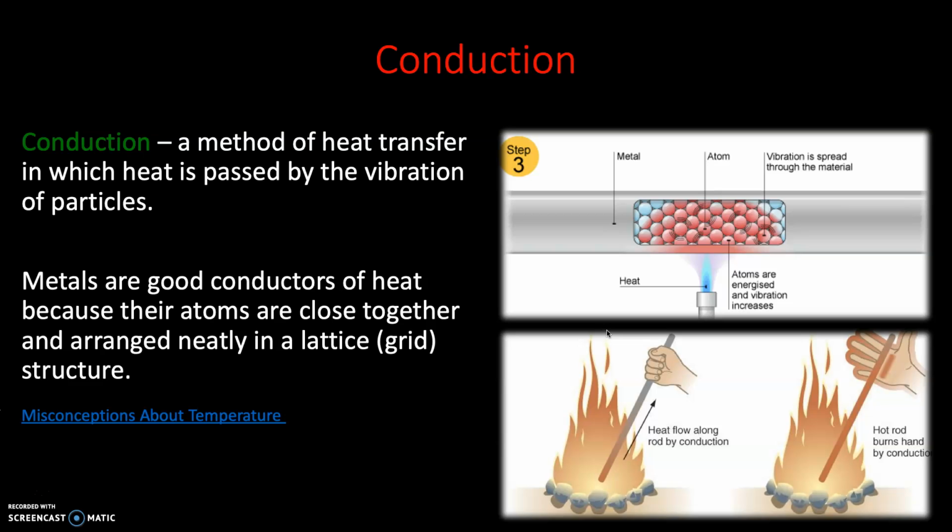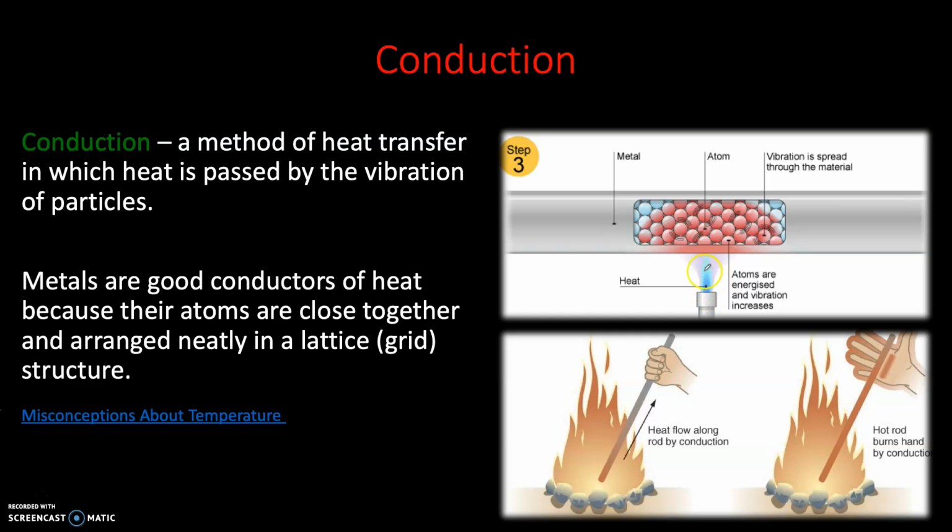So let's start with a definition. Conduction. A method of heat transfer in which heat is passed by the vibration of particles. Metals are good conductors of heat because their atoms are close together and arranged neatly in a lattice, or in other words, like a grid structure. So here I've got a metal rod, and underneath I've got a Bunsen burner flame.